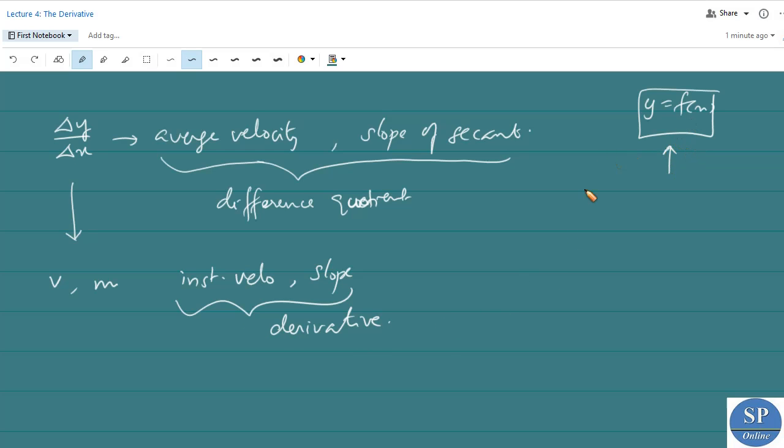For a function y equal to f of x, the derivative at a point x naught is denoted by f dash of x naught. So here we are going to introduce some terms which can be used in any context. Rather than average velocity and slope of the secant, we can use difference quotient for delta y by delta x, and instead of instantaneous velocity or slope, we can use the derivative for this v or m, denoted by f dash.